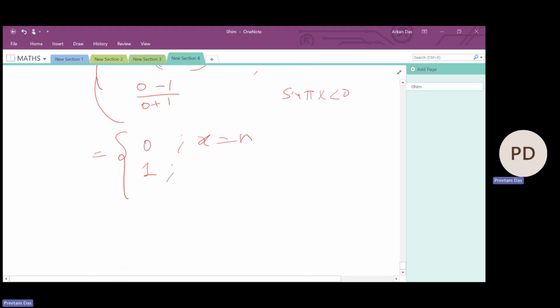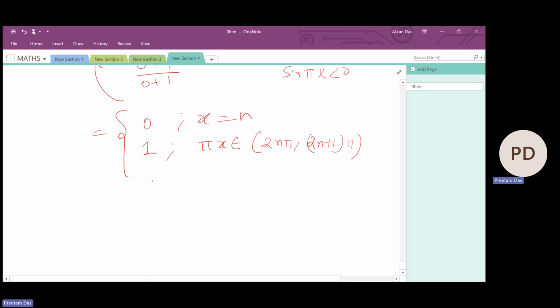When sin x is positive, when is sin x positive? When the angle is in the first two quadrants. What is the general form of the first two quadrants? 2n pi and 2n plus 1 pi. Okay, 0 to pi, 2 pi to 3 pi. So 2, 3, 3, 4 and so on. So even, odd. And then minus 1 if it is in the consecutive other two quadrants. How to represent them? 2n plus 1 pi starts with this and then 2n plus 2 pi.